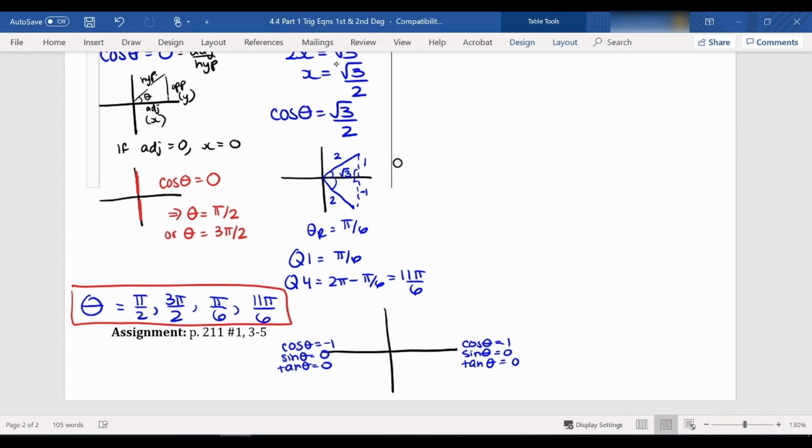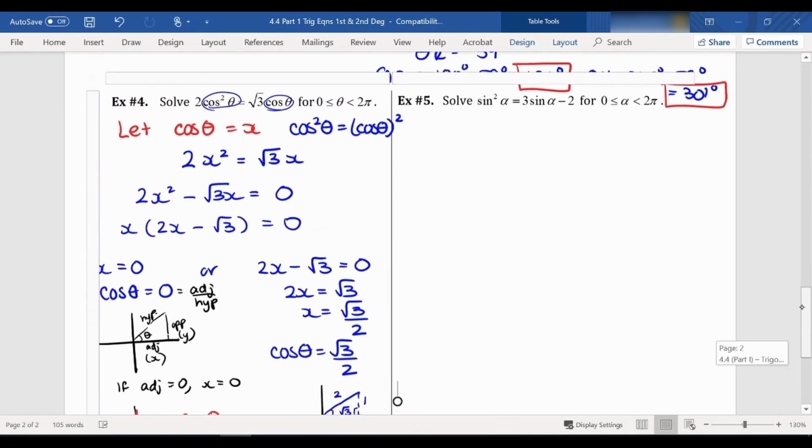On the positive y-axis, cosine theta equals 0, sine theta equals 1, tan theta does not exist. On the negative y-axis, cosine theta equals 0, sine theta equals negative 1, and tan theta does not exist. So these are all special ones. If you don't have these memorized, you know how to figure them out, that's fine. But if you don't, I would memorize these 4 axes lines, the 3 primary trig ratios.